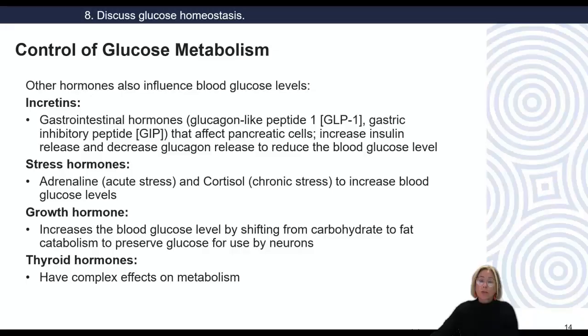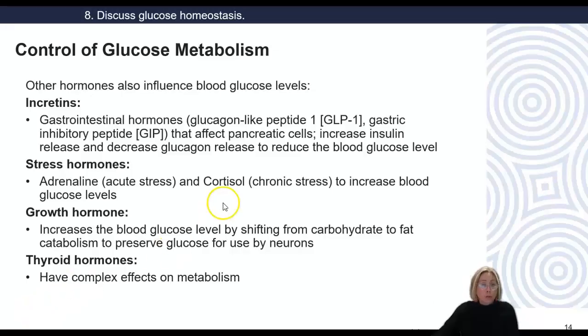The stress hormones as well will influence blood glucose levels. If you think of the fight or flight response, you need to have an increase in blood glucose levels, and adrenaline in acute stress will do this, and cortisol with chronic stress will do that. And that's kind of the problem with cortisol and chronic stress. It can lead to cortisol-induced diabetes because of that consistent increase in blood glucose levels.